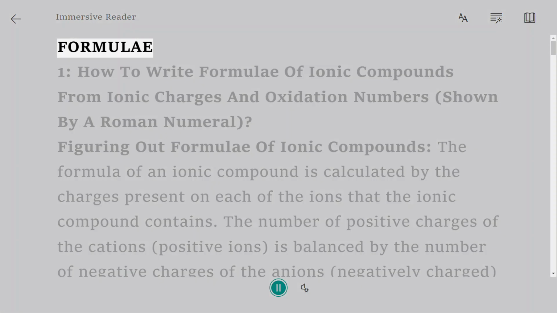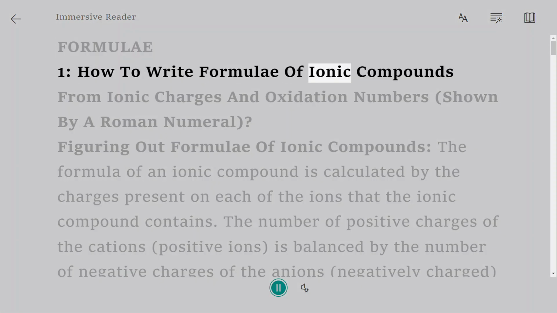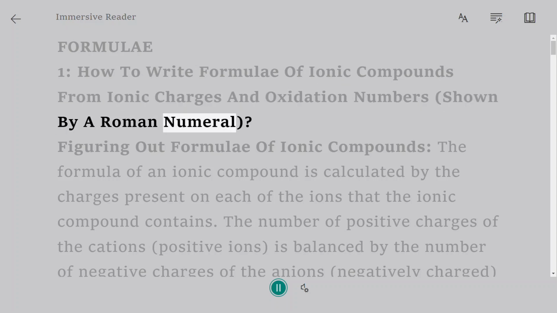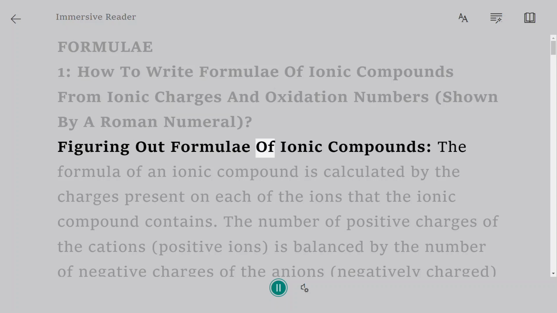Formulae. 1. How to write formulae of ionic compounds from ionic charges and oxidation numbers, shown by a Roman numeral. Figuring out formulae of ionic compounds.